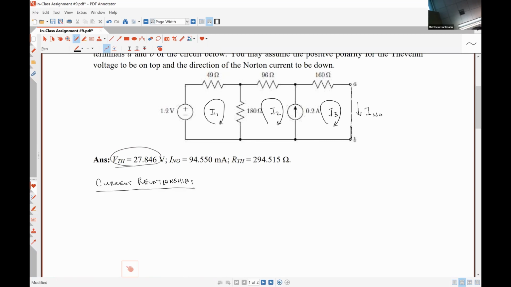Can anybody tell me what that should be? I3 minus I2 is equal to 0.2 amps. That is absolutely correct. Now let's write our KVL equation at our supermesh.